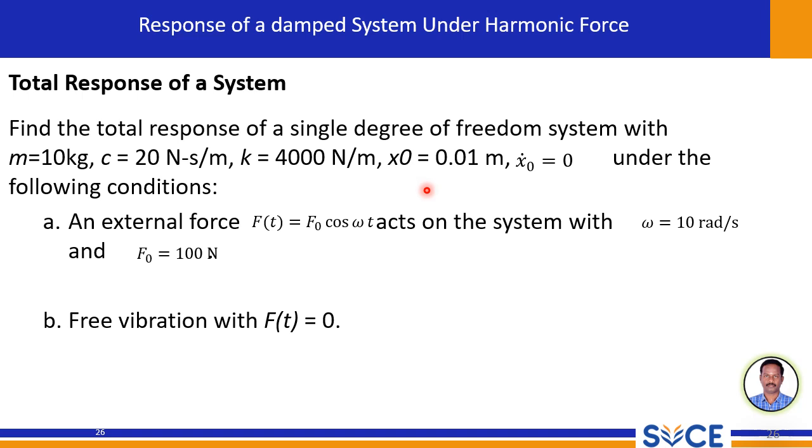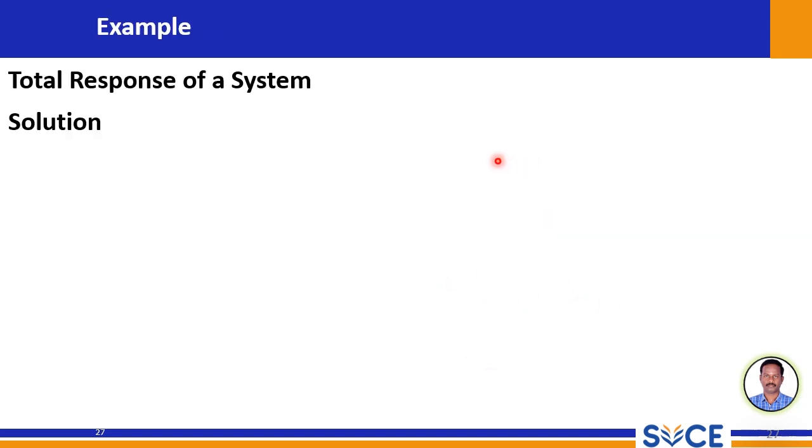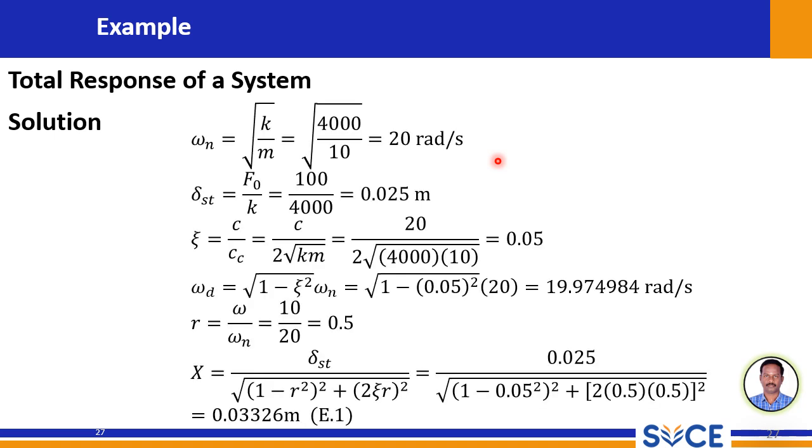To solve this problem, we will need to apply our understanding of both previous cases, that is free vibration and forced vibration. Here we have to use natural frequency, damping ratio, steady state response, and transient response. We will proceed with a step-by-step approach to find the total response for this given scenario. Now, let's start with the solution.